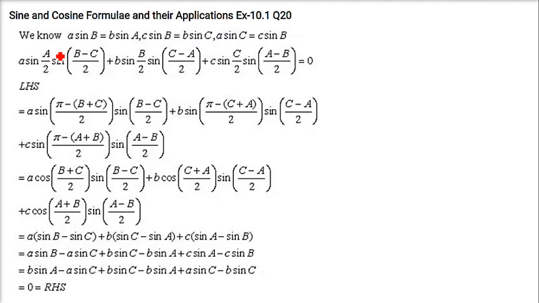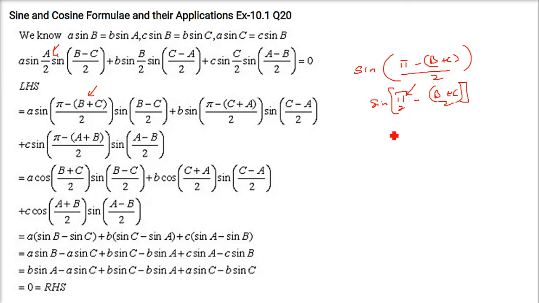First of all, because a plus b plus c is pi, a can be written as pi minus (b plus c). So we have sine of (pi minus (b plus c)) by 2. See what I am going to do with this one. This can be written as sine of (pi by 2 minus (b plus c) by 2). But sine 90 minus theta is what? Sine 90 minus theta is cos theta. So this will be cos (b plus c) by 2, this one.